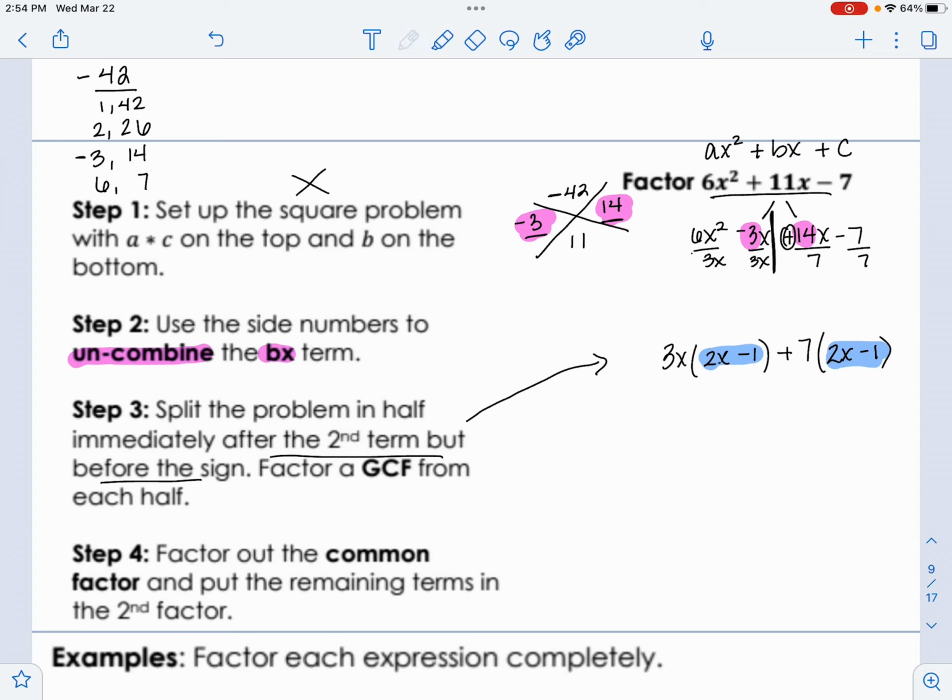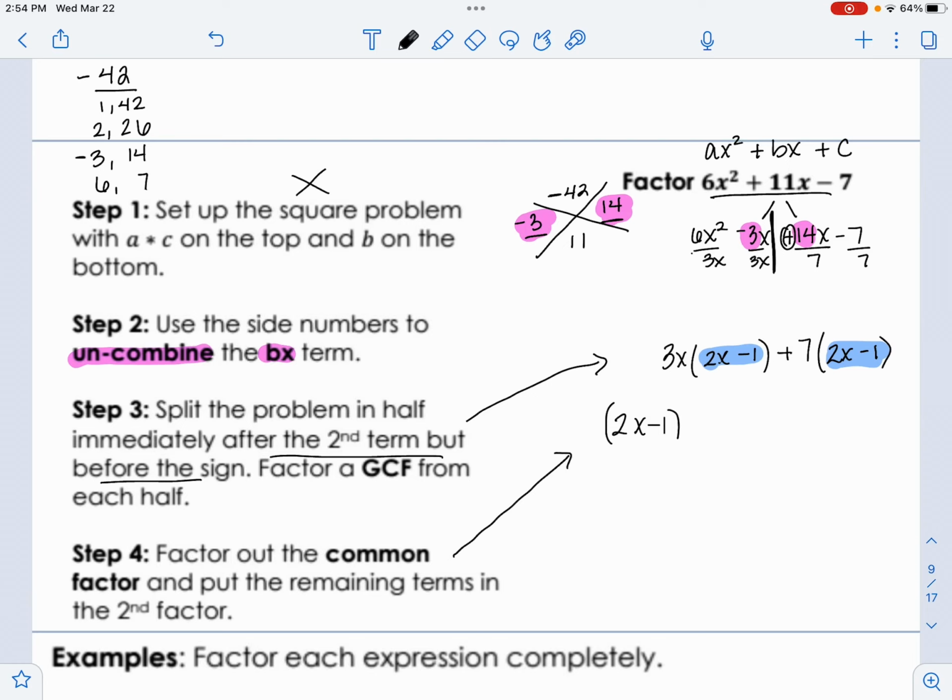And since they match, what we can do is, since 2x minus 1 is really a number, we just don't know what x is, we can bring that out. We're really factoring that out. So this is now step 4. Wish I lined this up a little bit better. But this is step 4.